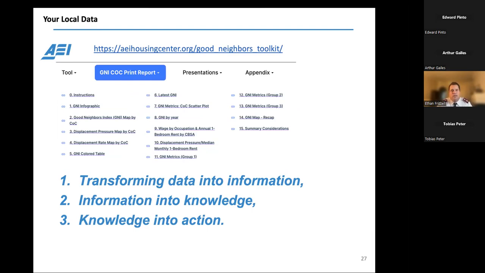I'm pleased to show you, AEI was gracious enough to prepare for us a GNI COC print report. In that print report is the GNI infographic, an index map by COC, the pressure map, the displacement rate map, a colored table, your latest reports, scatter plots, GNI by year, wage and occupation, displacement pressure, median to median bedroom rent, the GNI metrics, group 1 through 3, and a recap with space for summary considerations.